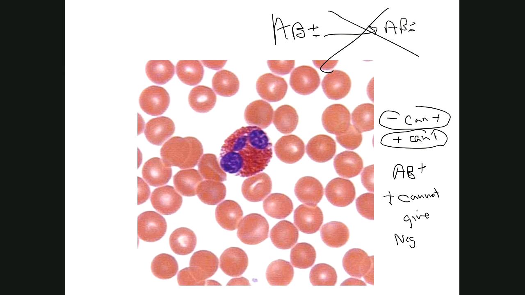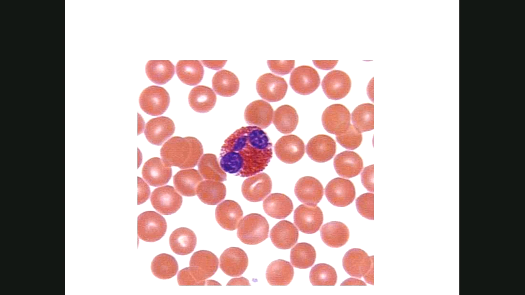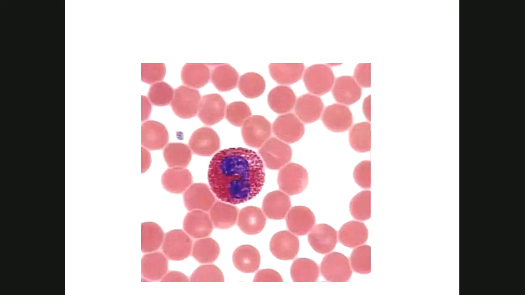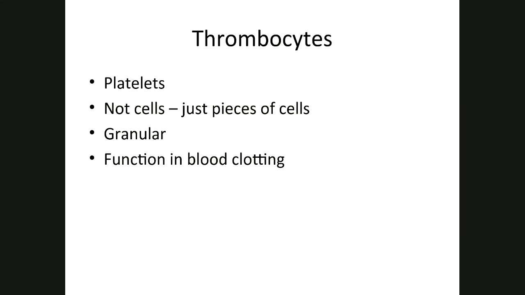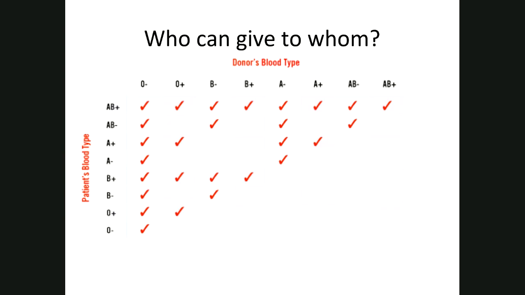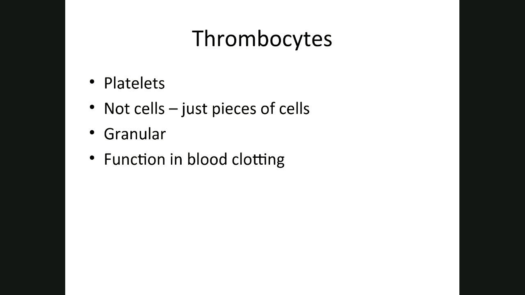Anybody else have a question over any of this? It doesn't have to be the cells. But again, here's a nice chart to show you who can give to whom. So make sure you understand why each of these can do each of these. But look, negative can give to positive, but positive cannot give to negative. Anybody else have a question?